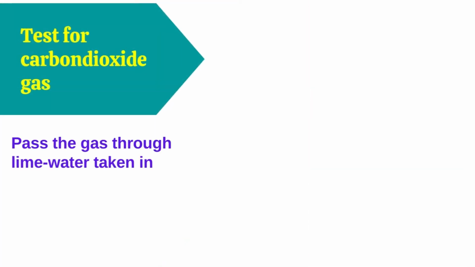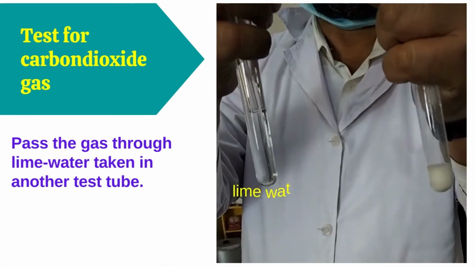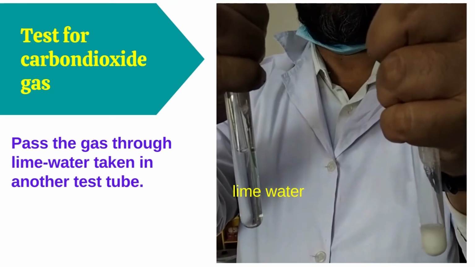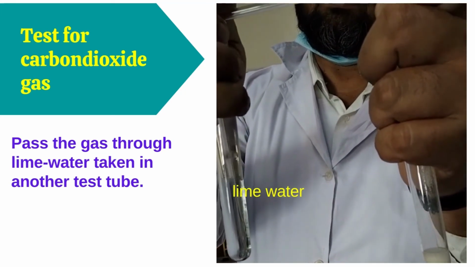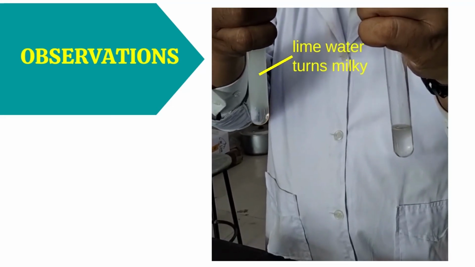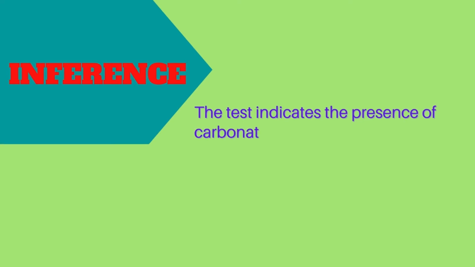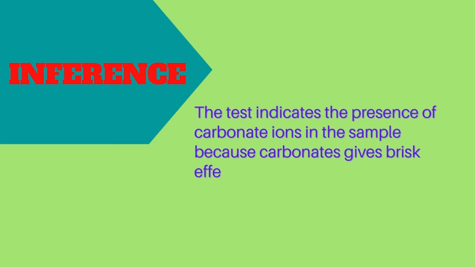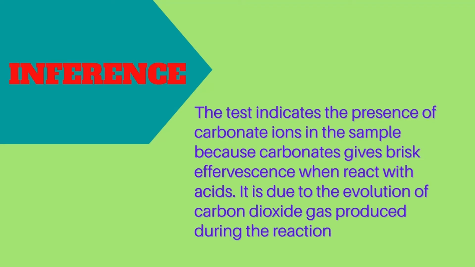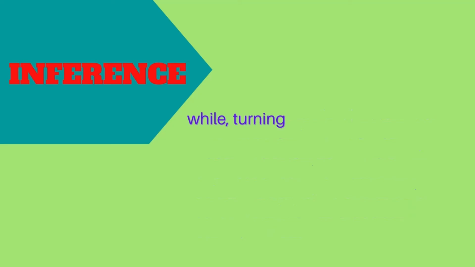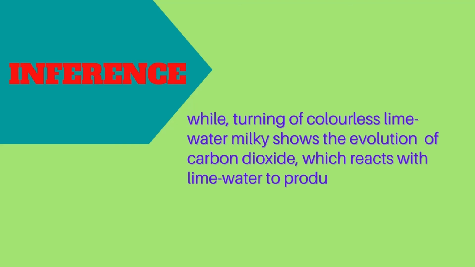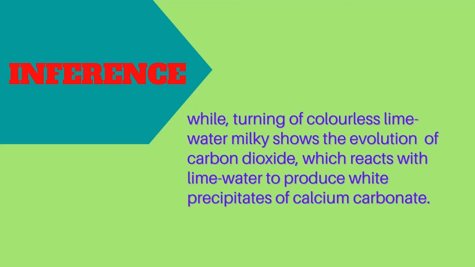Test for carbon dioxide gas: pass the gas through lime water taken in another test tube. You can see bubbles when gas is passed through lime water. Pass the gas for a few minutes, then observe. You can see lime water turns milky. The test indicates the presence of carbonate ions in the sample because carbonates give brisk effervescence when they react with acids. It is due to the evolution of carbon dioxide gas produced during the reaction. The colorless lime water turning milky shows the evolution of carbon dioxide, which reacts with lime water to produce white precipitates of calcium carbonate.